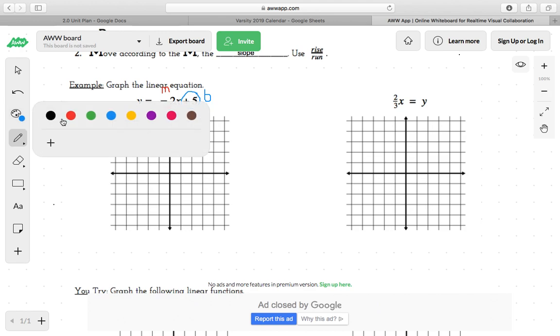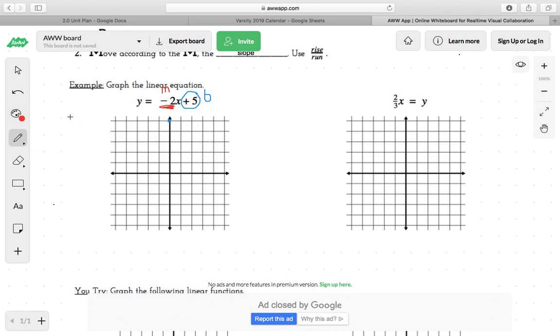Once we have our b, I'm going to use my slope and I'm going to count my rise and my run. Now my rise and my run is a fraction, but I only have negative 2. So if that happens, if we want to make negative 2 into a fraction, we just put it over 1. So my rise is negative 2, which means I'm going to go down 2. And my run is a positive 1, so I'm going to go to the right 1. So from my blue point, I'm going to go down 2, and I'm going to go to the right 1, and I'm going to put another point right there.